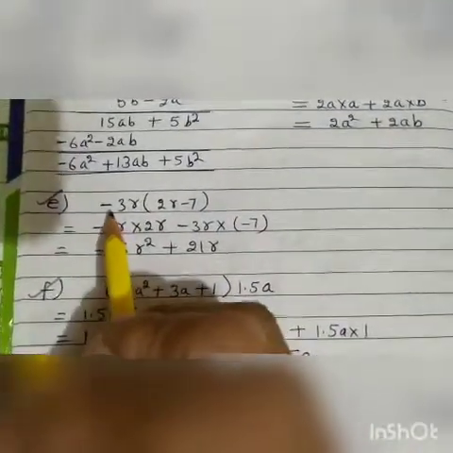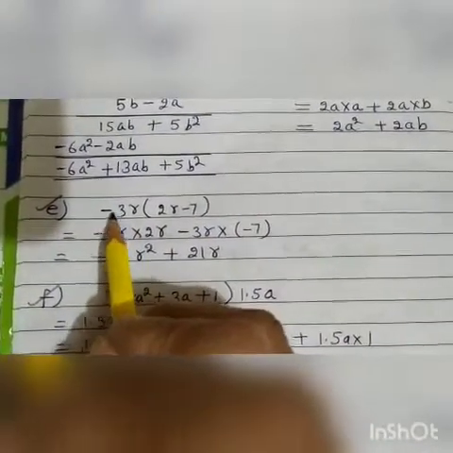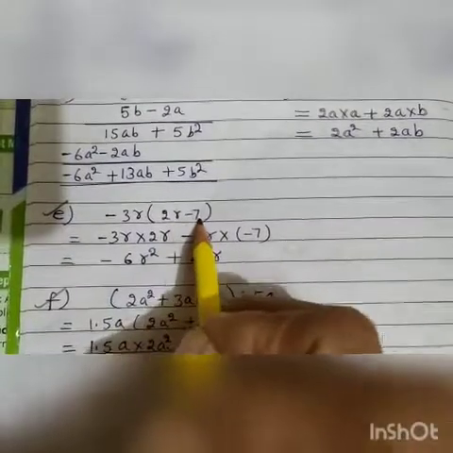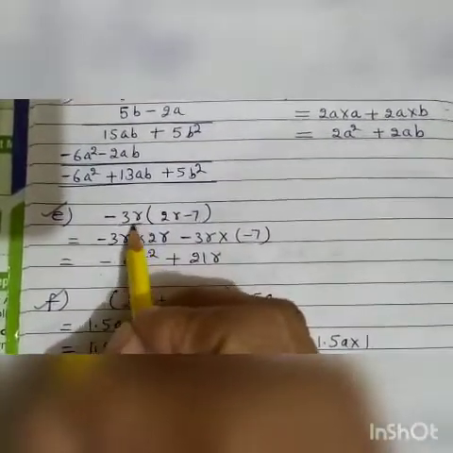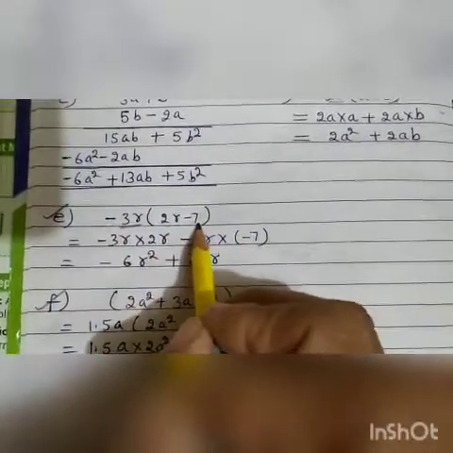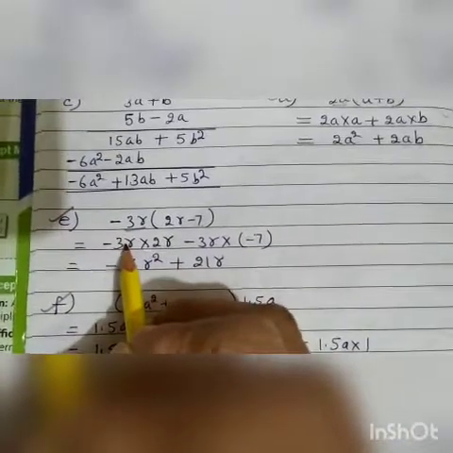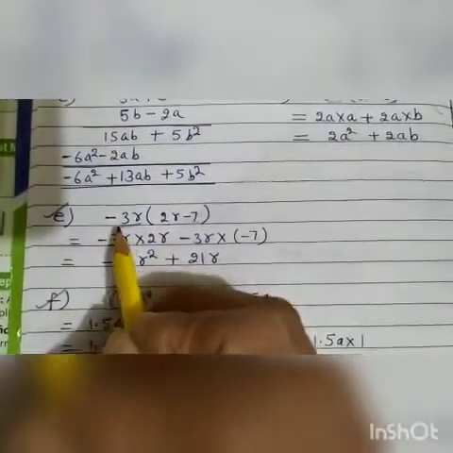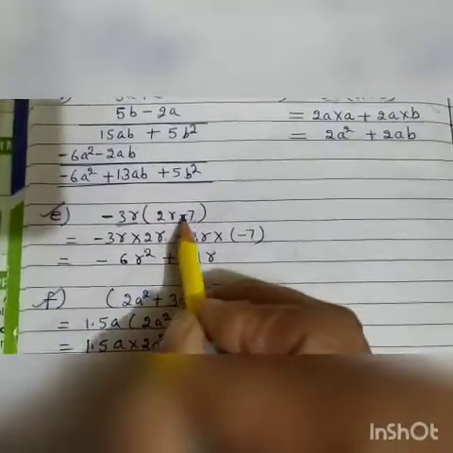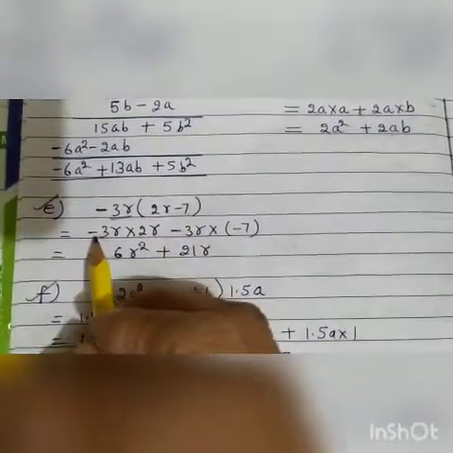Next E part. We have to multiply minus 3r by 2r minus 7. Again this is a monomial and this is a binomial. So minus 3r multiply this 2r. Now this minus 3r multiply this minus 7.